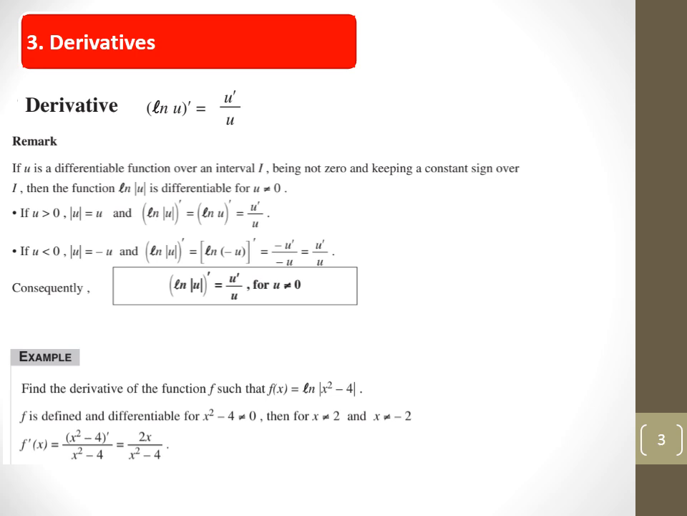Why? Because now when I do the derivative, what's the derivative of ln u? It's u prime over u. So I need to do the derivative of x squared minus 4, which is 2x, over x squared minus 4 itself. So the derivative of f equals 2x over x squared minus 4, and that's why we took the condition that x cannot be 2 or minus 2.